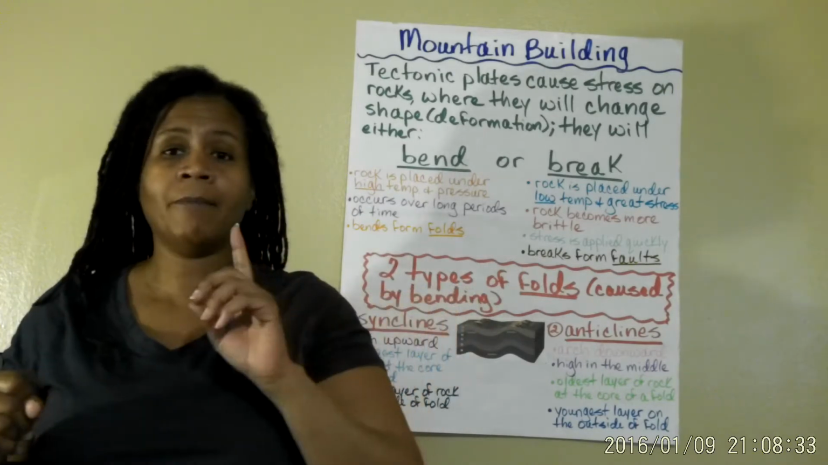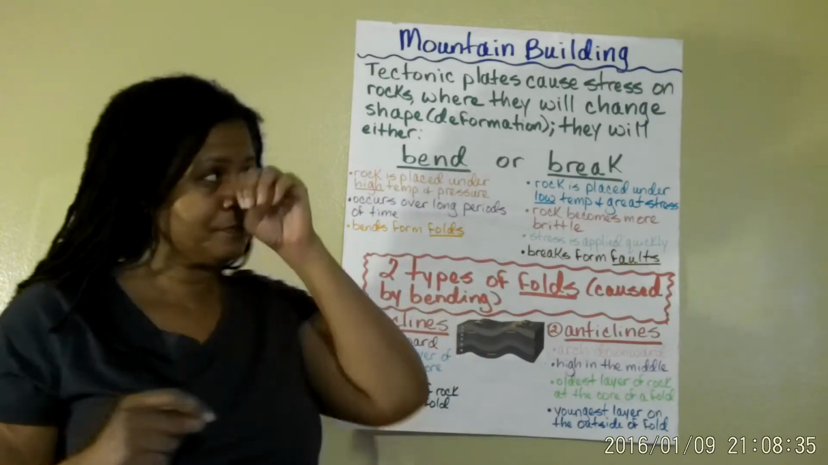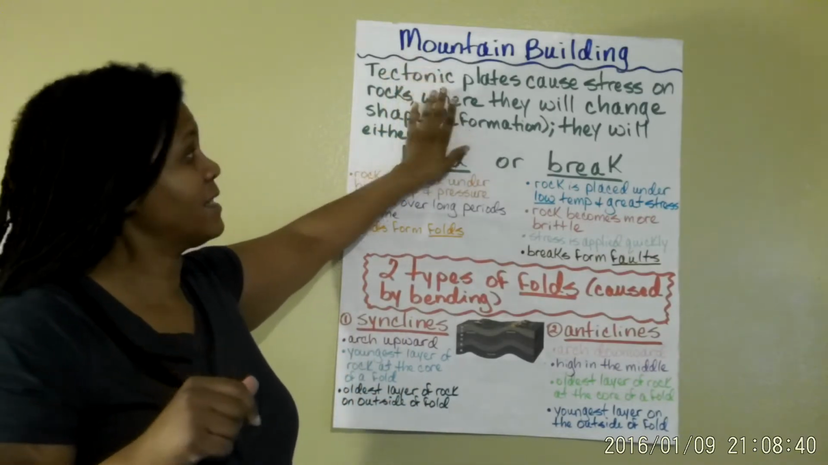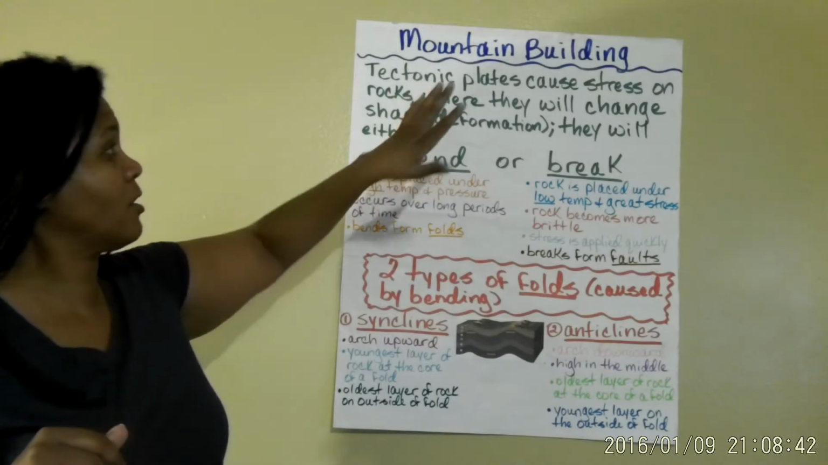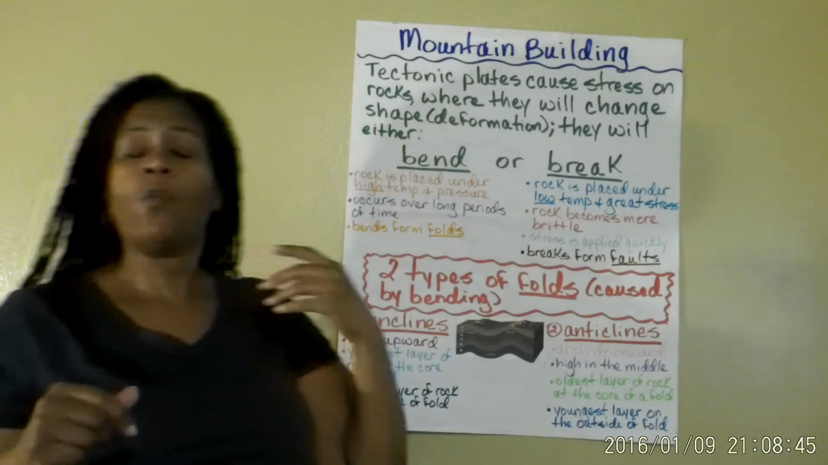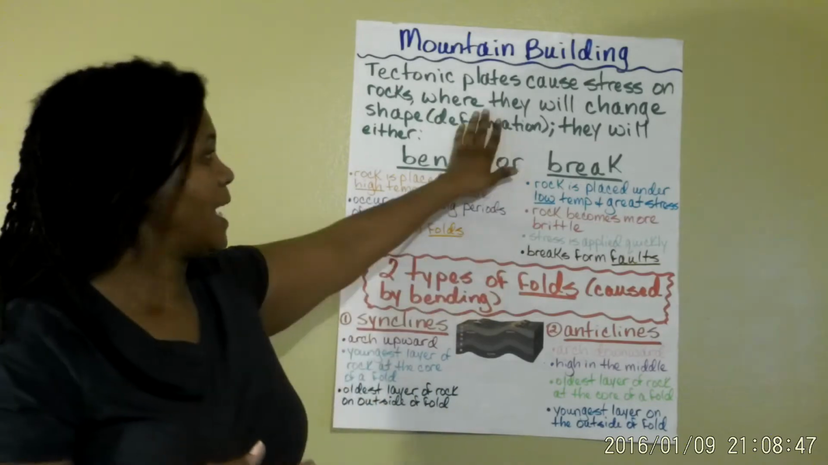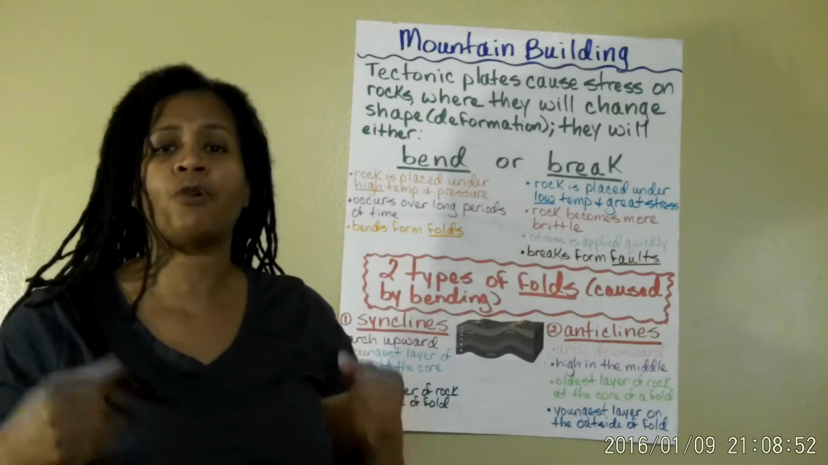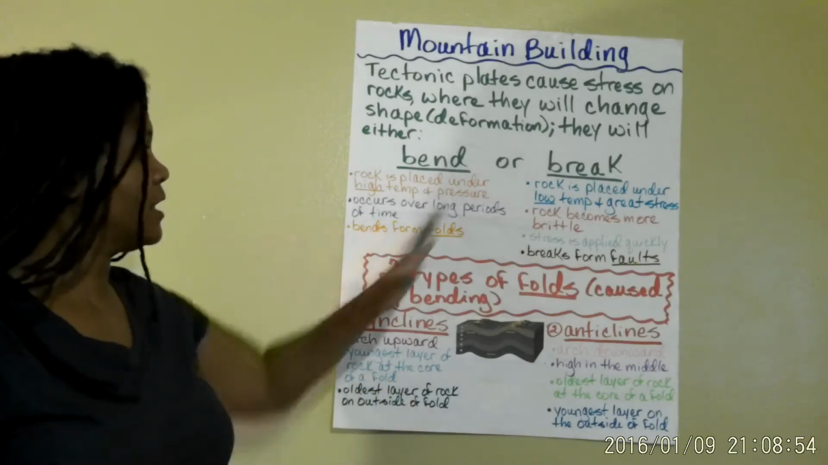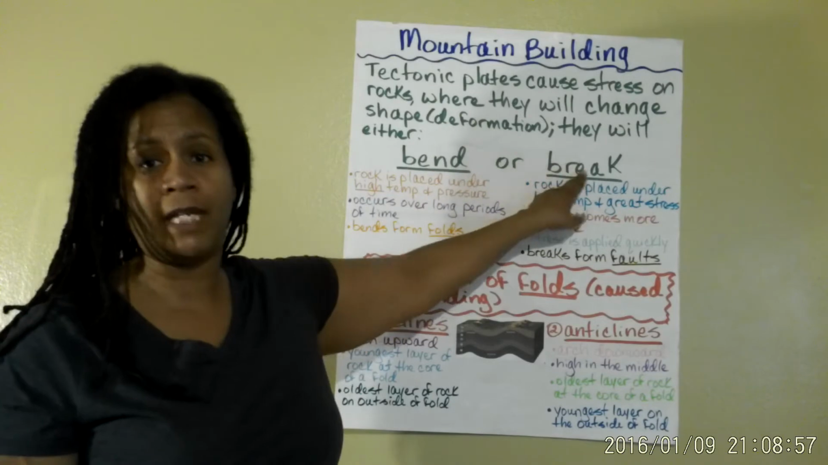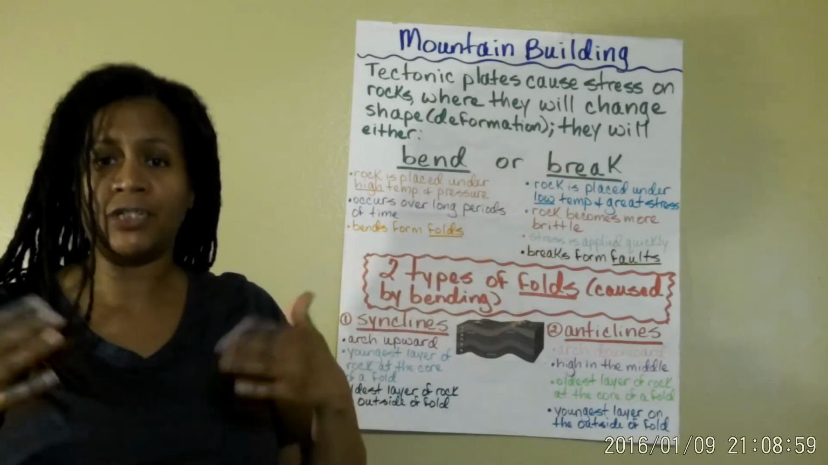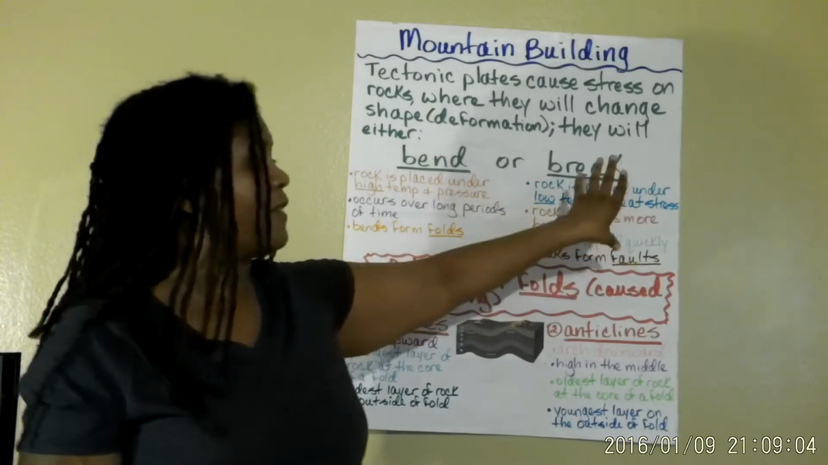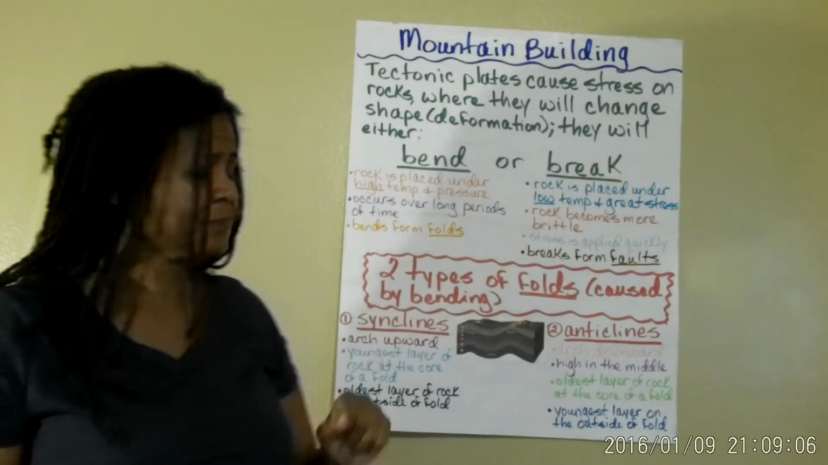So when we talk about mountains now, always keep the tectonic plates in mind, because the tectonic plates cause stress on the rocks, where the rocks will change shape or deform. The process is called deformation, okay? So deformation occurs in 2 different ways. So the rocks will change shapes in 2 different ways, where they will either bend or they will break, okay?